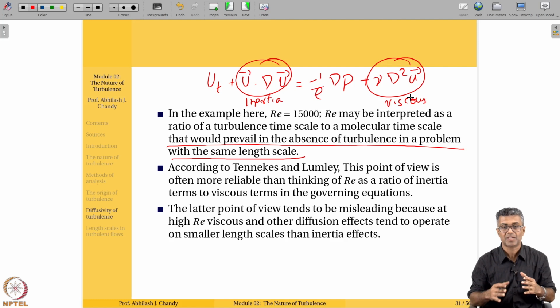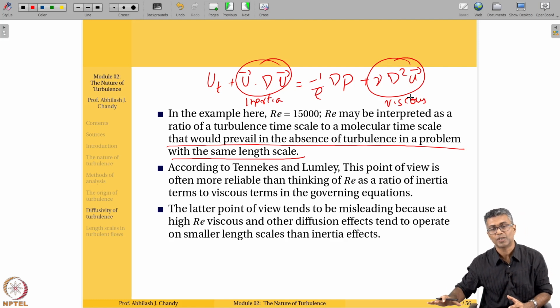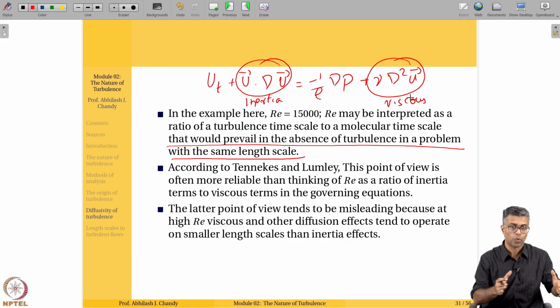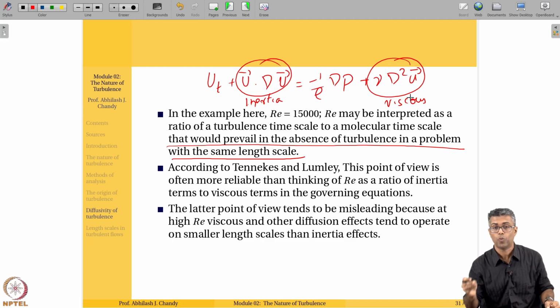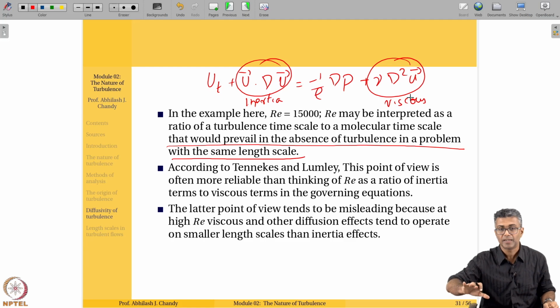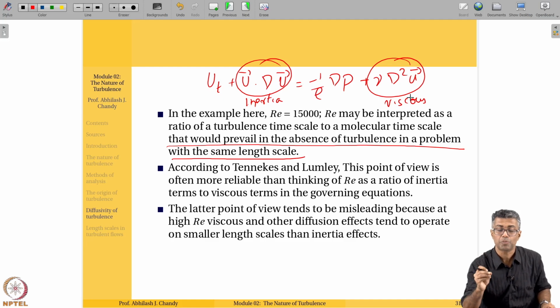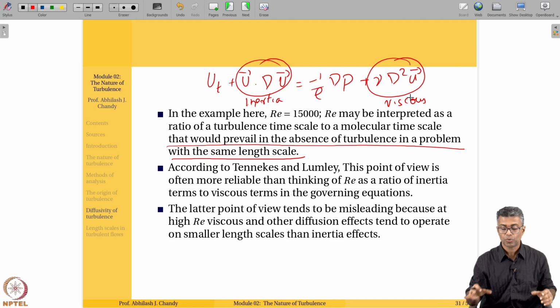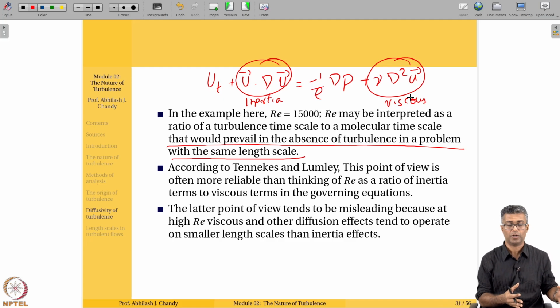Because the viscous effects start to dominate more at the smaller length scales. Isn't that true? When we are talking about a turbulent flow, we have a wide range of length scales. The viscous effects become more important at the smallest length scales, in order to dissipate the kinetic energy at the small scales. Viscosity plays a role in dissipation, and dissipation happens at the small scales. So one can argue that viscous terms are more dominant only at the small scales. At the larger scales, at the intermediate scales, inertia terms are more dominant.